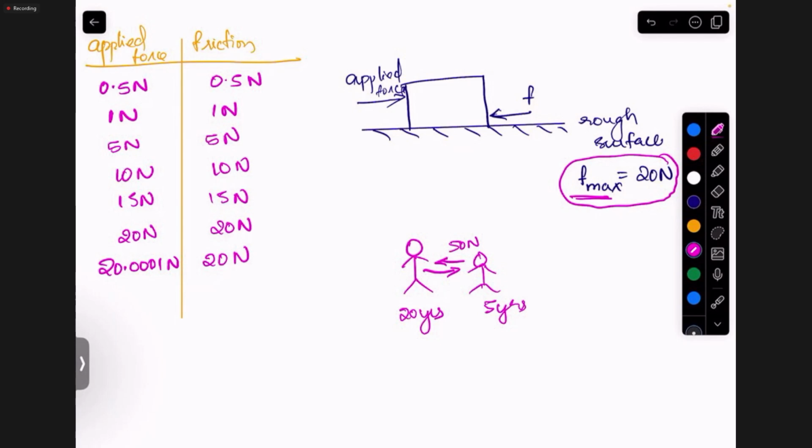For example, you have seen hand boxing, like a hand punch, right? So you are holding like this. One person is here, and I am this other person, and we are trying to push each other. This person can provide only 50 Newton. I'm the stronger person here, so I can provide up to 100 Newton.